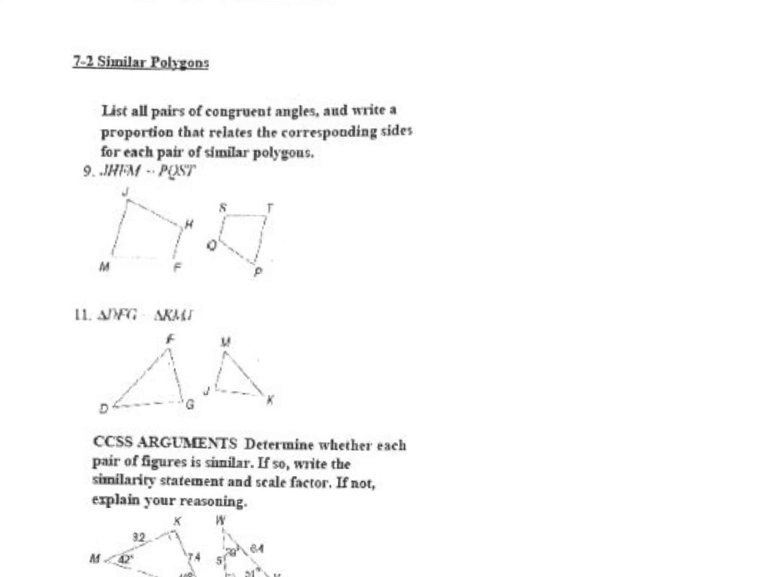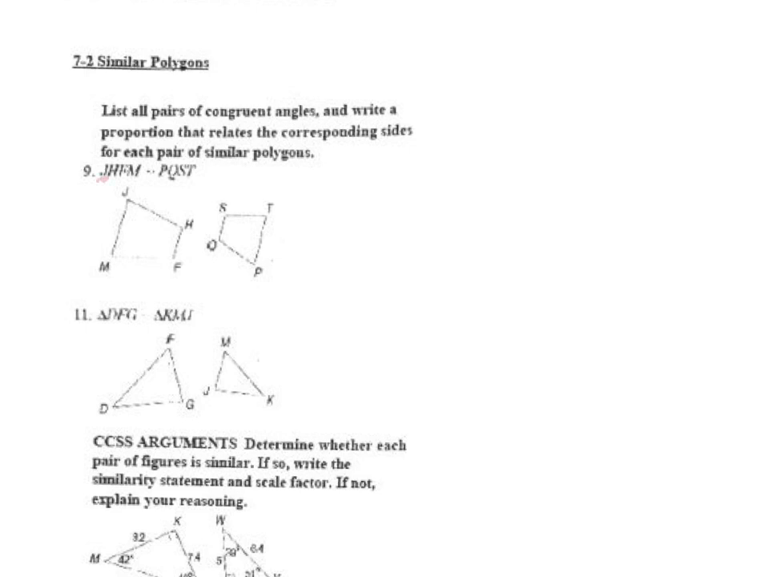Great, so let's take a look at section 7.2 homework regarding similar polygons. Number 9 asks us to list all the pairs of congruent angles and write a proportion that relates the corresponding sides for each pair of the similar polygons. All right, so if we take a look at this, we should probably be able to do this without even looking at the picture, although the picture is helpful.